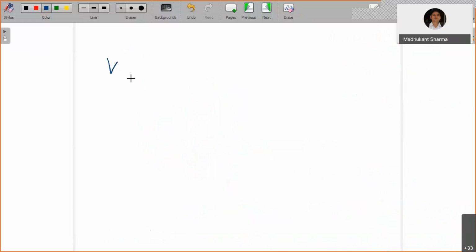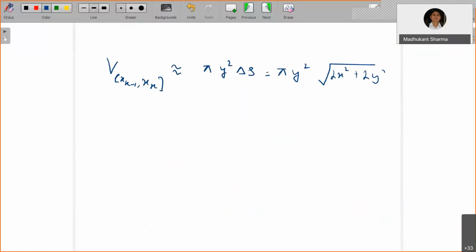For the volume, for the small element, in the interval from x k minus 1 to x k, it is approximately pi r square h, where r square is y square and h is delta s. So that's going to be pi y square times square root of dx whole square plus dy whole square.